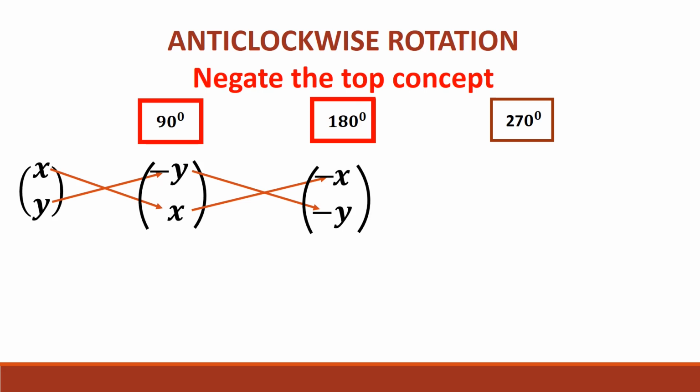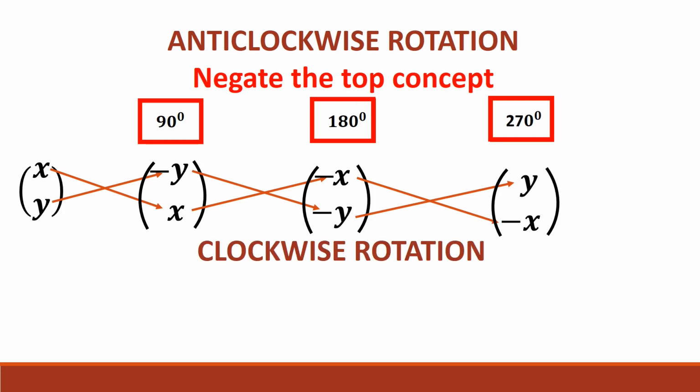To get the formula for 270 degrees anticlockwise, we continue by moving the negative x down, and this time negative y must be moved up. But remember that the y is negated, and anytime we move it up, we are supposed to negate the top. So negating a negative y will produce positive y, and that forms the new image point (y, negative x). And that is the formula for 270 degrees anticlockwise rotation.